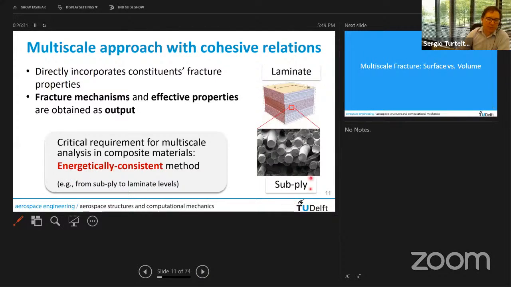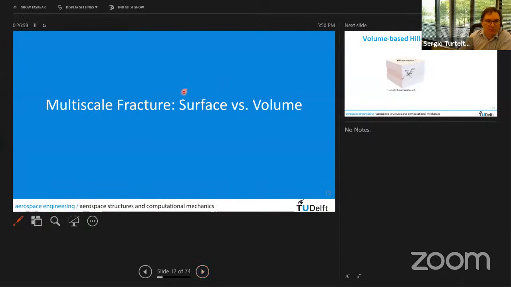So for example, if we go from the ply to the laminate level, we have to make sure that these two descriptions are consistent from the point of view of energy. And that brings me to the next point of this presentation, which is multiscale fracture. And I would claim that here the difference is that we have surface versus volume.